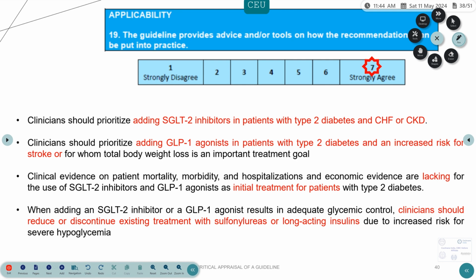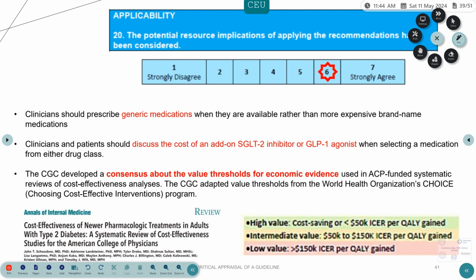But they mentioned in words adding SGLT2 in patients with type 2 diabetes with CHF or CKD, and adding GLP-1 for type 2 diabetes with increased risk of stroke. See, these are the situations where you can apply this drug, which is appropriately mentioned. They also said that you cannot use it as a first line treatment because there is no evidence, and they also mentioned what you should do when you are applying these drugs: reduce or continue the existing treatment based on whether there is any risk for hypoglycemia, which we saw already. So this was done, but a flowchart would have been better.